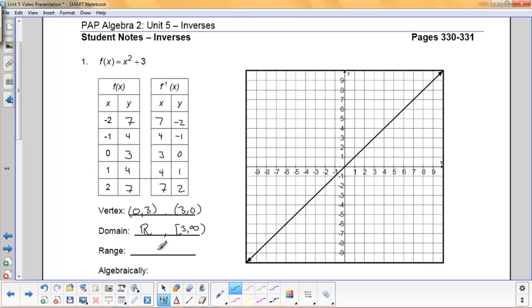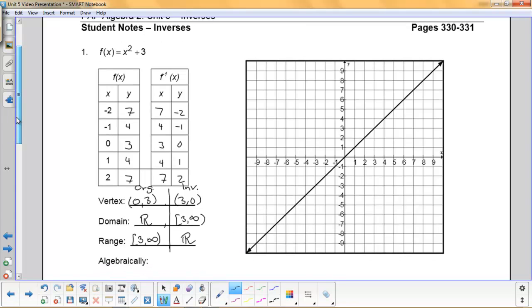Now, because domain and range are switched on both the original function and its inverse, the range of the original is 3 to infinity, and the range of the inverse is all real numbers. So all of these values here represent the inverse function. All of these values here represent the original function.